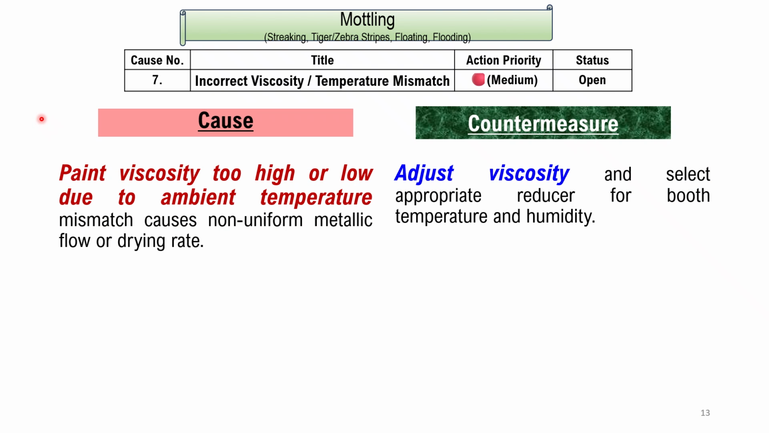Number 7 probable cause could be incorrect viscosity with temperature mismatch. That is, paint viscosity too high or low due to ambient temperature. Mismatch causes non-uniform metallic flow or drying rate. Therefore, adjust viscosity and select appropriate reducer for both temperature and humidity.